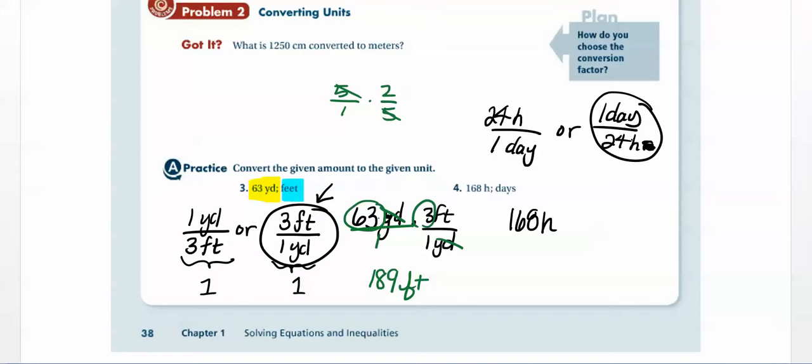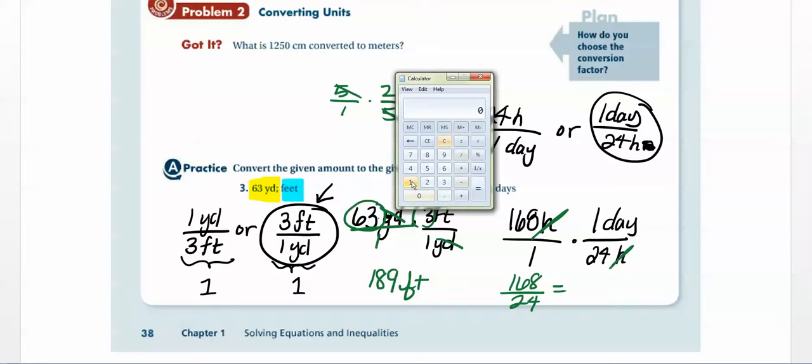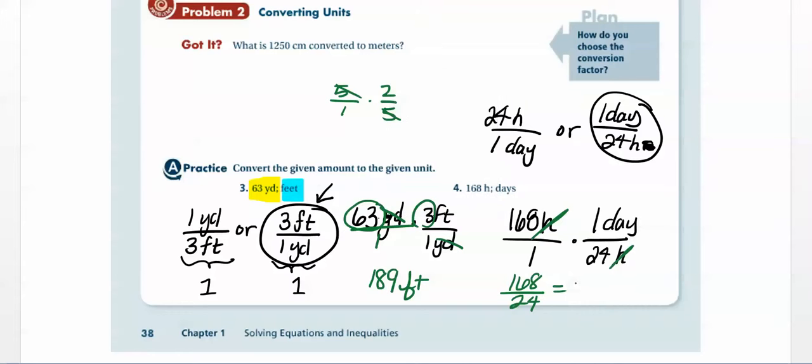We need this one because the H is going to need to cancel. So 1 day to 24 hours. So the hours are going to cancel. And then in this case, we have a division going on here. We have 168 over 24, so we need to divide this time. 168 divided by 24 gives you 7. And then the unit that's left over, remember, is days. So this is how many hours there are in a week.